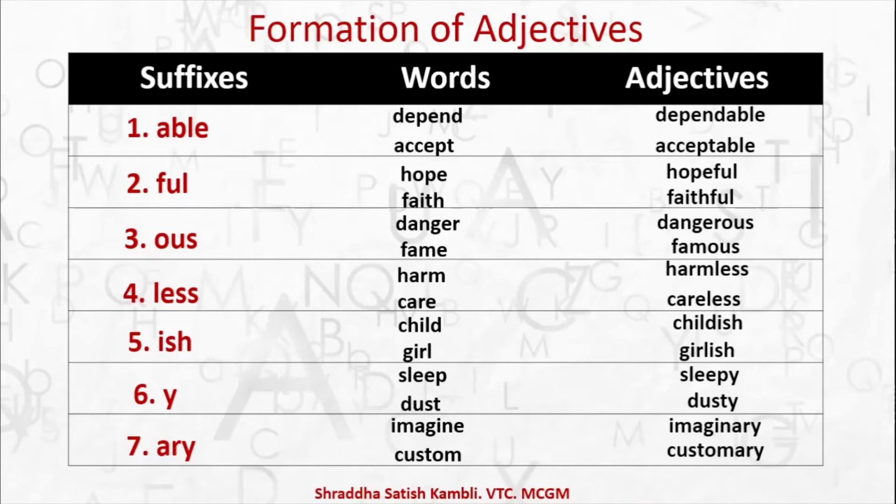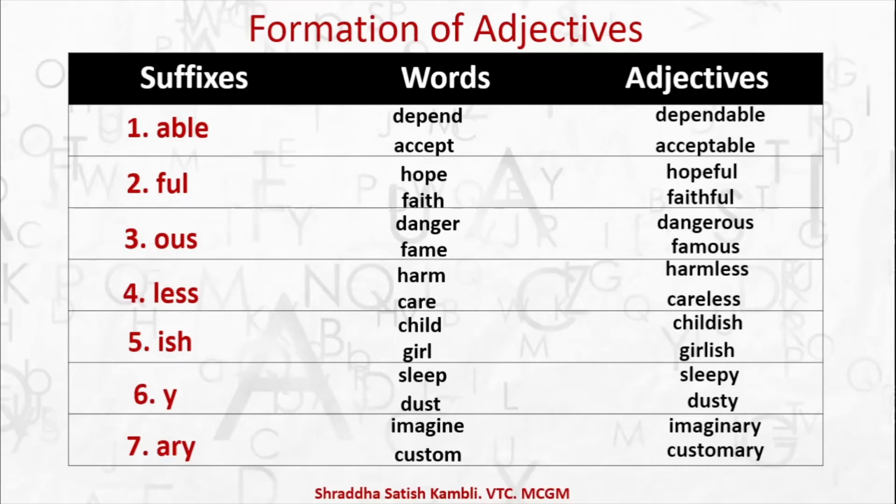Okay, come down and look at the word we did just now. We did imagine and imaginary. So when you make it imaginary, what do you do? You drop the E and you attach the ARY. For the remaining words, if you see, more or less you're just attaching the suffixes. So this is how adjectives are formed from verbs and from nouns.